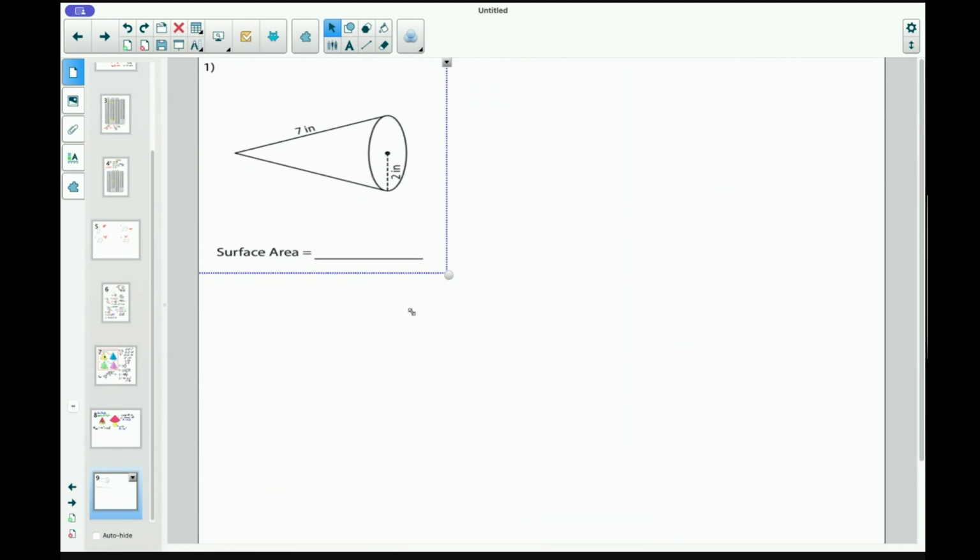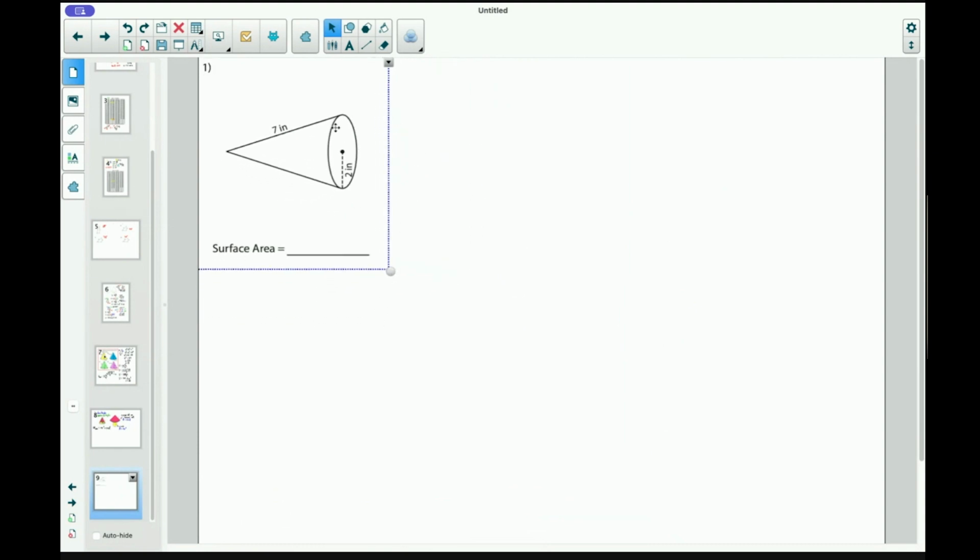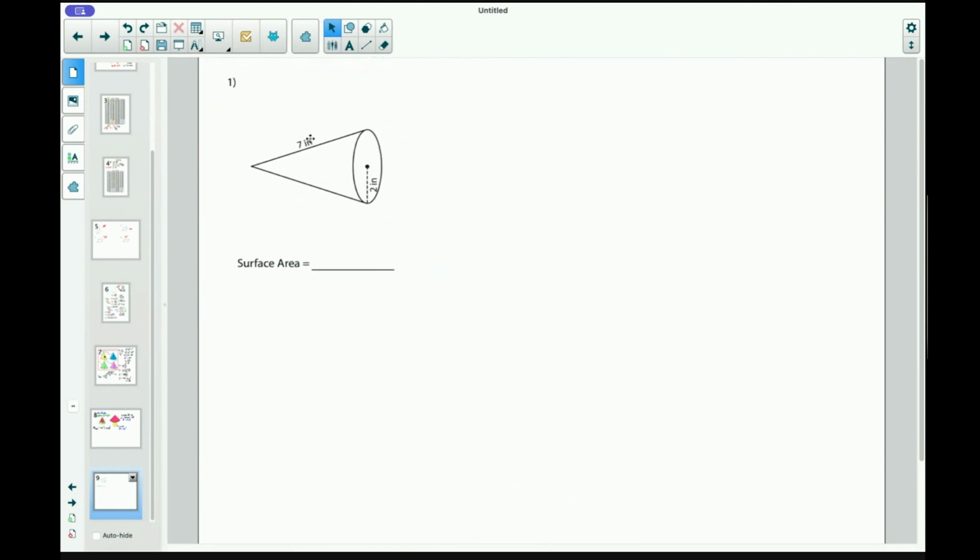All right. So we've got this cone. It's got this measurement of 7 inches, and then the measurement here at the base of the cone is 2 inches. So you want to identify a few different things. We know that this 7 is our slant height in this case. So L is equal to 7 inches. And this 2 is your radius. So radius is equal to 2 inches.